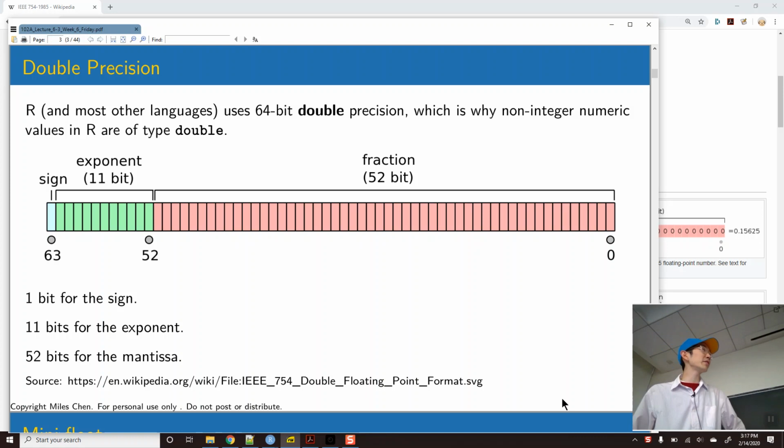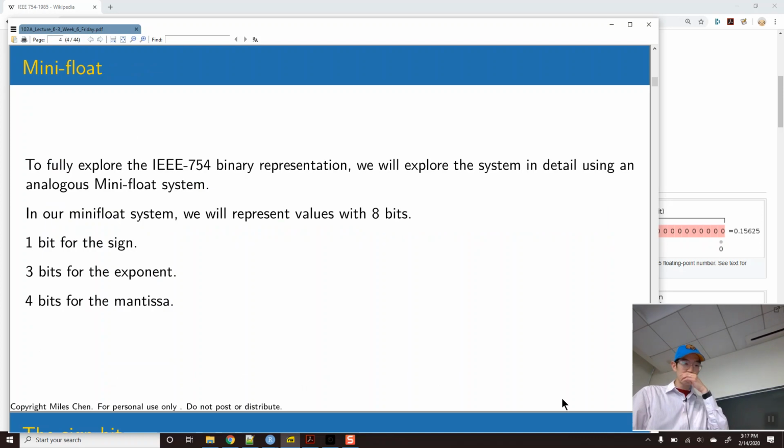And so we have 64 bits in double precision, which is what our computers use and R uses, and most programming is done using double precision floating point numbers. We talked about this on Monday, and we're going to wrap this up today. We've got 1 bit for the sign, 11 bits for the exponent, 52 bits for the mantissa. So that makes your 64 bits.